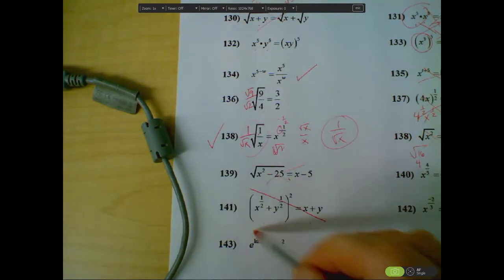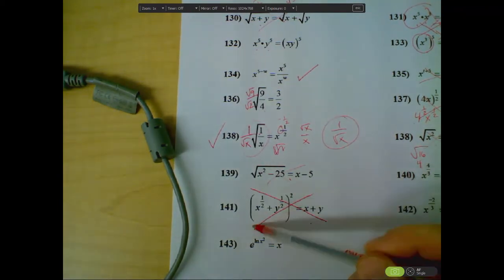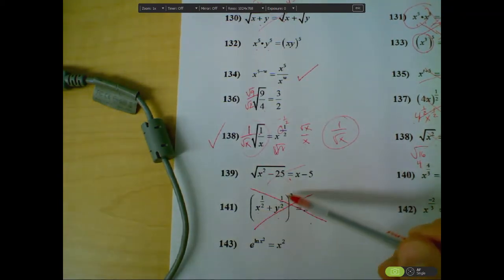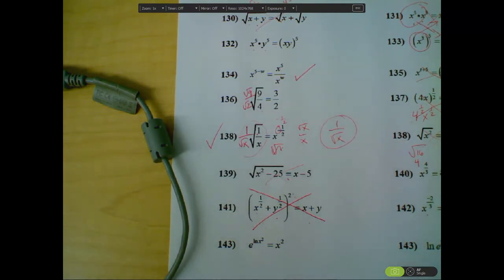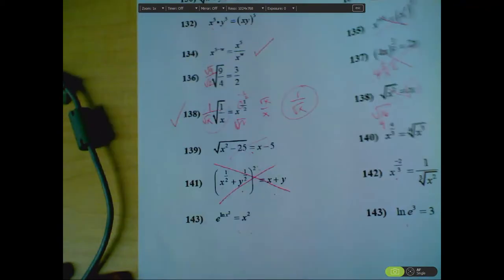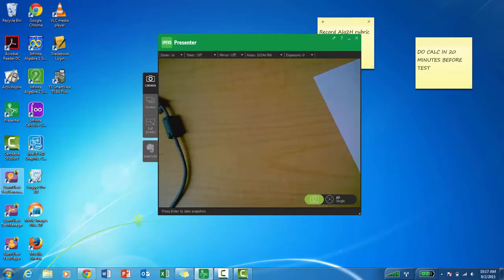This is the thing that I will jump out a window. When you square a b, you get a squared b squared. x to the negative 2/3 is 1 over the cubed root of x squared. Absolutely, that's true. e to the ln of x squared is x squared, and ln of e to the cubed is 3. True. Those are all true. All right, good luck, happy studying.